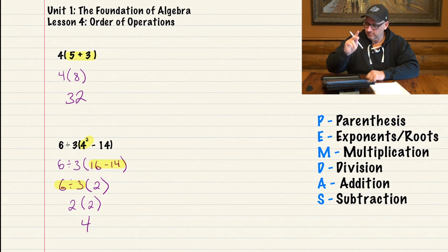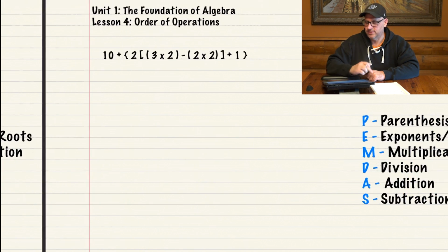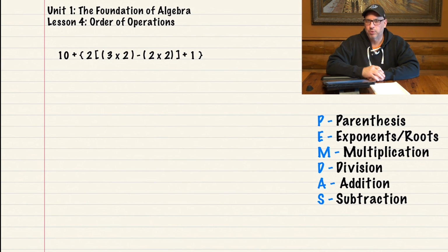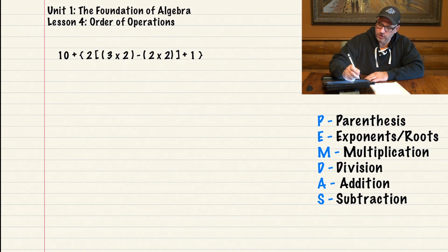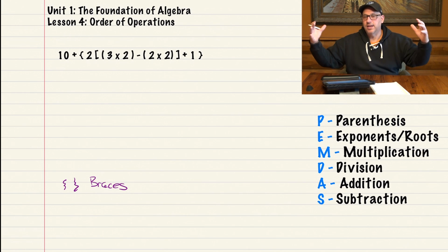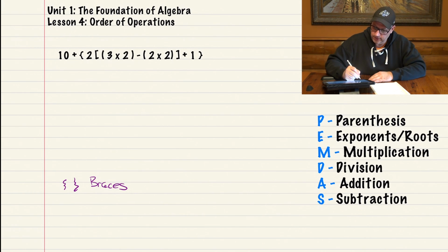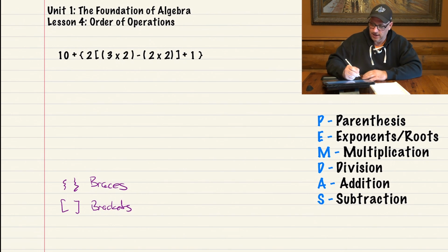Cool? Next thing, we're going to talk about nested parentheses. So look at this problem here. This is huge. I got parentheses, I got braces, and I got brackets. Now, if you want to know what's what, I could write that for you right here. These are braces, and they typically go on the outermost portion. And then these are brackets. That would be the next ones in line. And then you would have the parentheses.